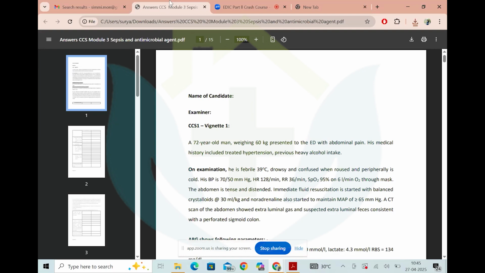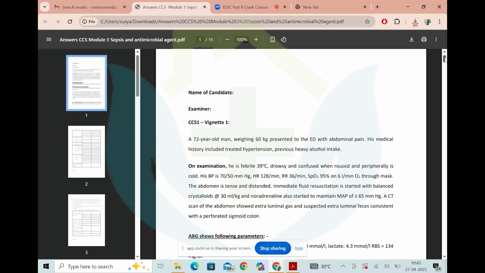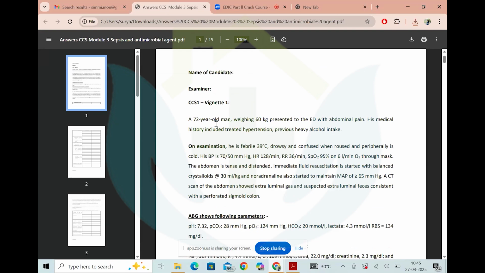That was an ARDS one, and I think ARDS will be discussed in a subsequent one. This one is very important, and it is about antimicrobials and sepsis. A 72-year-old male, 60 kgs, presents to the ED with abdominal pain, and his past medical history is hypertension and previous heavy alcohol intake.